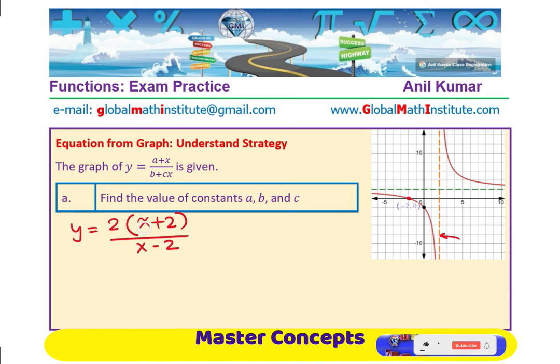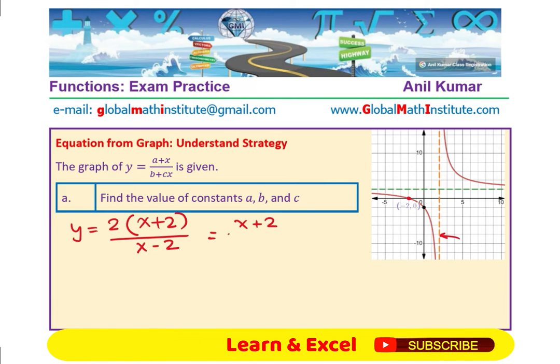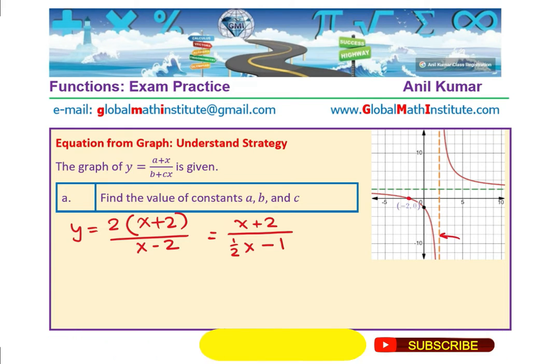You get the idea. So what do I need to do? Well, I need to divide both numerator and denominator by 2. So in that case, I get x plus 2 over half x minus 1. Correct? That's all we get. So when you rearrange, you might get it like this. And that will give you the values of a, b, and c, right?